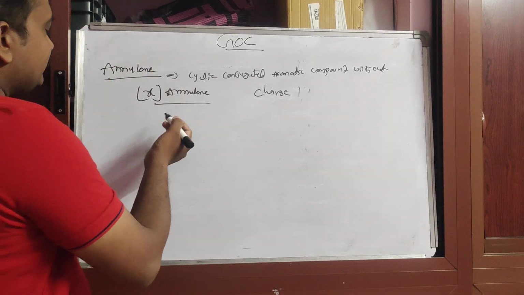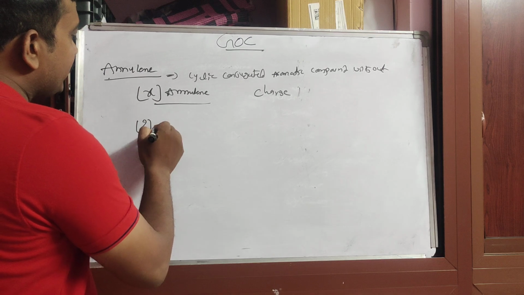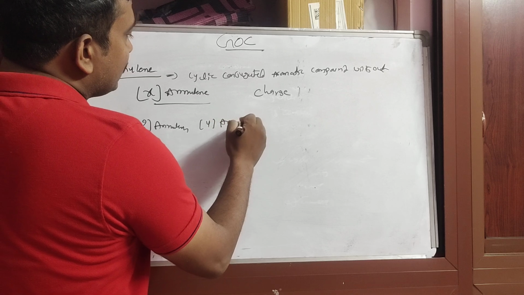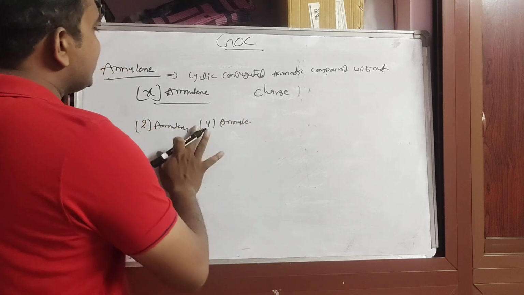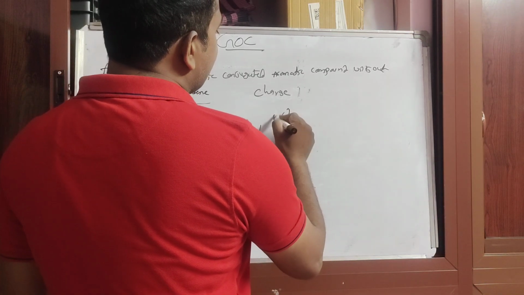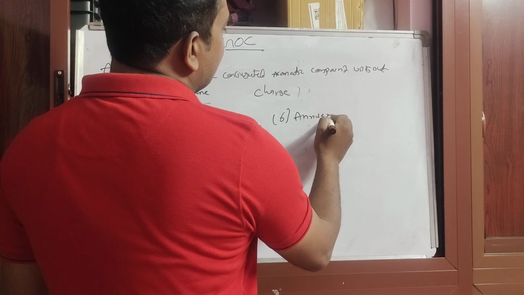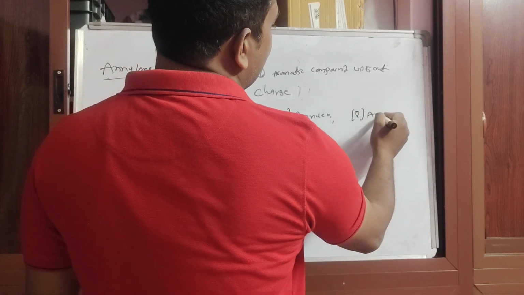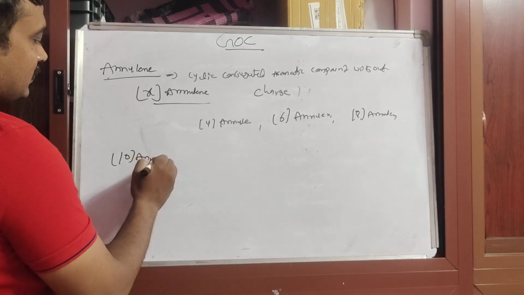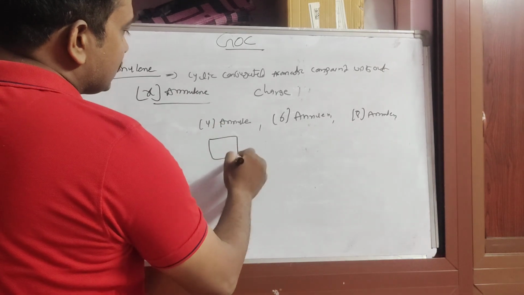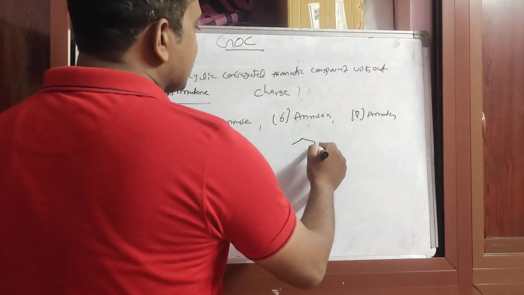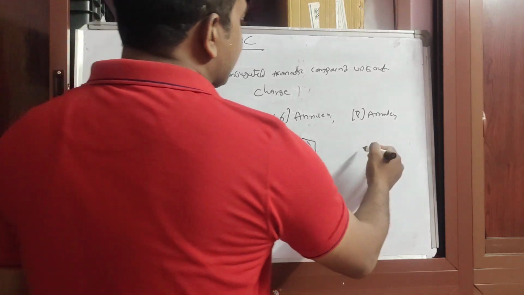If you take for example 2 annulene, 4 annulene (2 annulene does not exist, only 4 annulene), 6 annulene, 8 annulene, 10 annulene, like this. What is 4 annulene? This is a cyclic conjugated system without charge. This is also called 8 annulene.